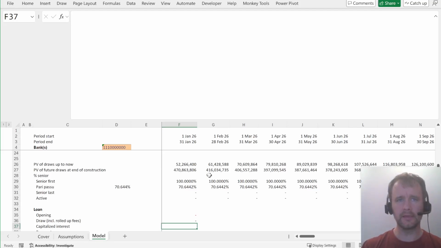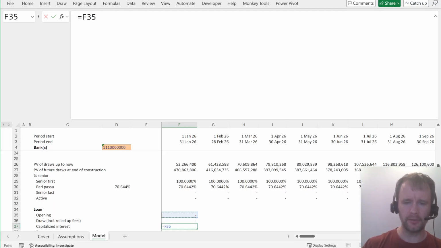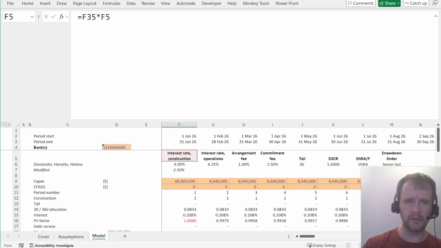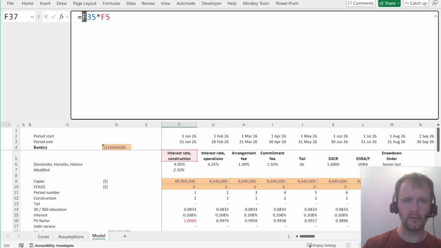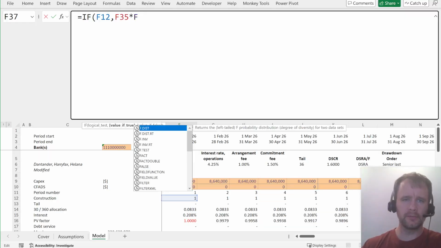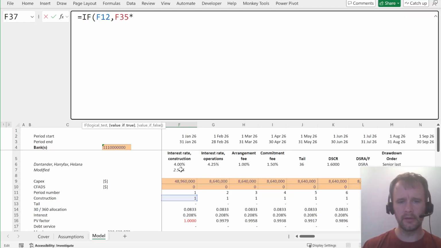Then the capitalized interest is going to be the opening balance times, we're going to say if construction, because we only capitalize during construction, then it's the opening balance times the interest rate.